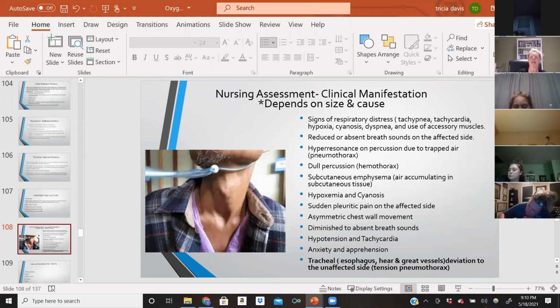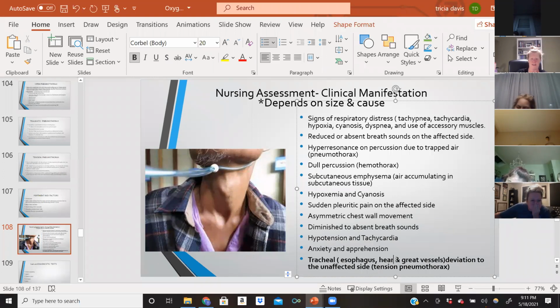So the esophagus, the heart, and the great vessels all deviate to the unaffected side. That is your tension pneumothorax. You guys need to know that.